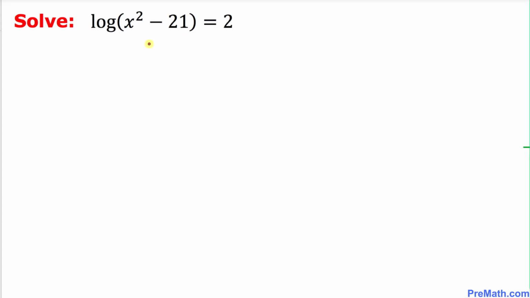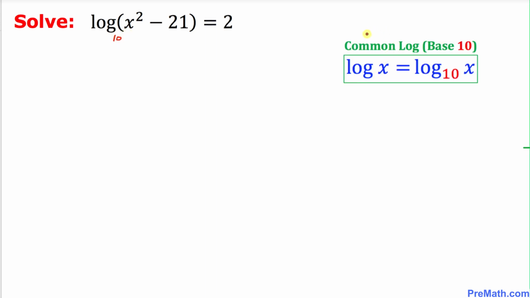This is our very first example, and in this case we have log of x squared minus 21 equals 2, and there's no base over here. So always remember, when there's no base, by default it's supposed to be 10, and we call it a common log. Once again, a common log has a base 10.